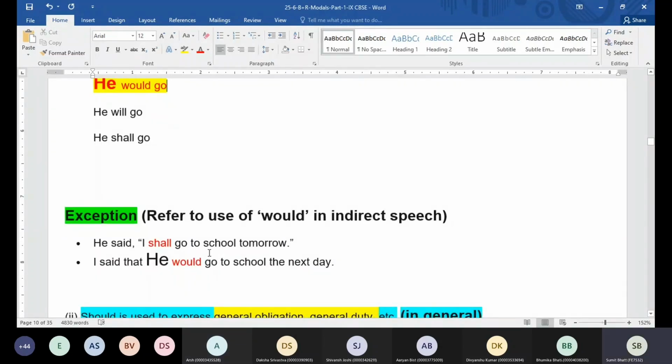Same thing here: he said, I shall go to school tomorrow. When you transform the sentence, it's not that shall changes to should or will changes to would. That's the wrong concept, everyone. Remember, if after transformation you get he, she, it, they, or any noun, then use would. And after transformation, if you're getting a subject like I or we, in that case, go for should.